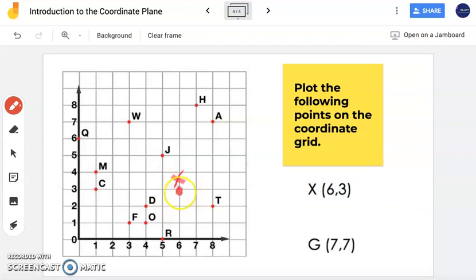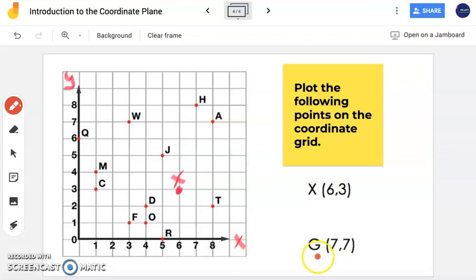Now notice again, if I look down, I see 6 along my x-axis. And if I look to the left, I see 3 along my y-axis, which you can in fact label your y and your x-axis to help make this a little bit easier.